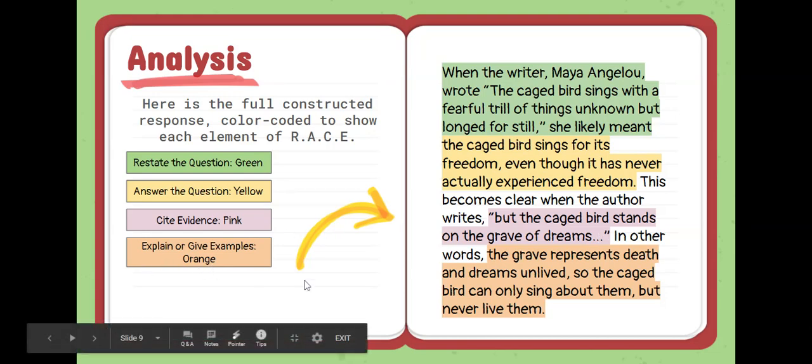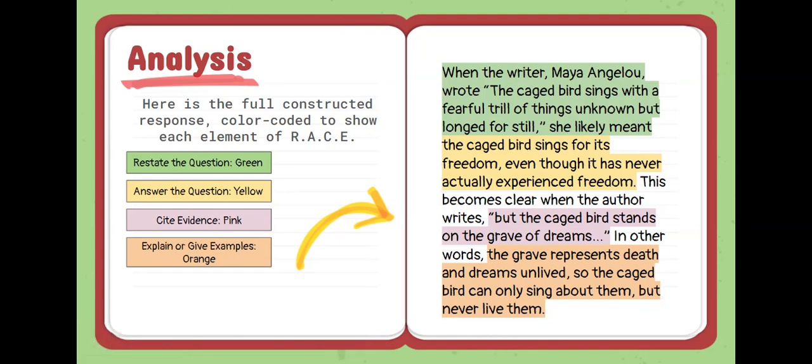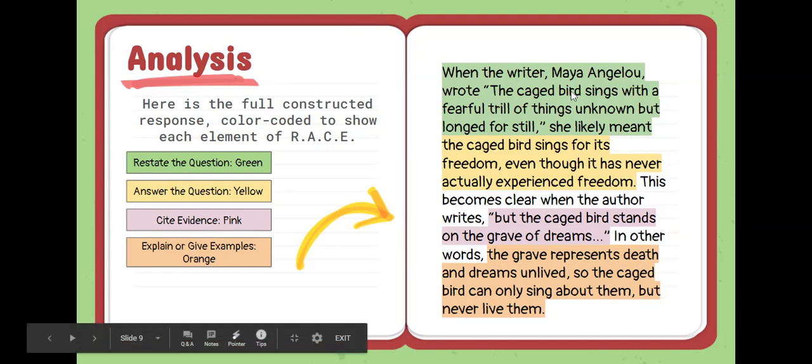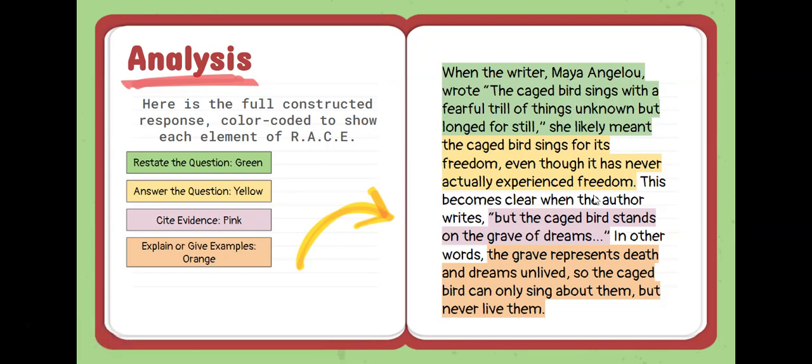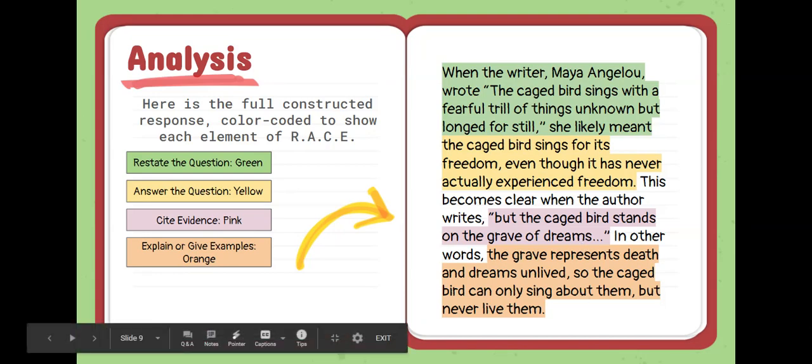And then explain or give examples. Highlight everything you used to give examples or explain the information in orange. See how it's broken down and it's always in order. Restate, answer, cite, explain, and give examples. What do you think? Should we unpack it a little bit more?